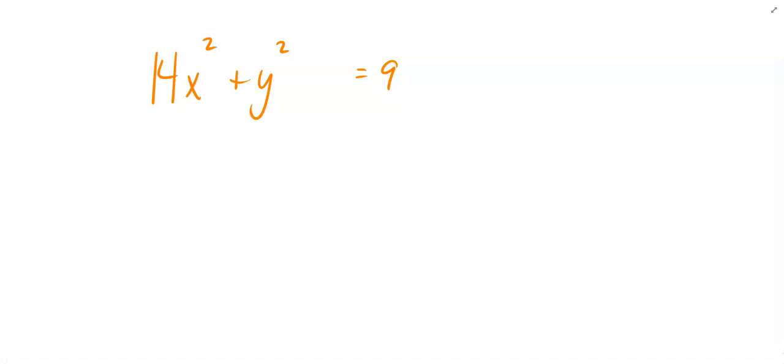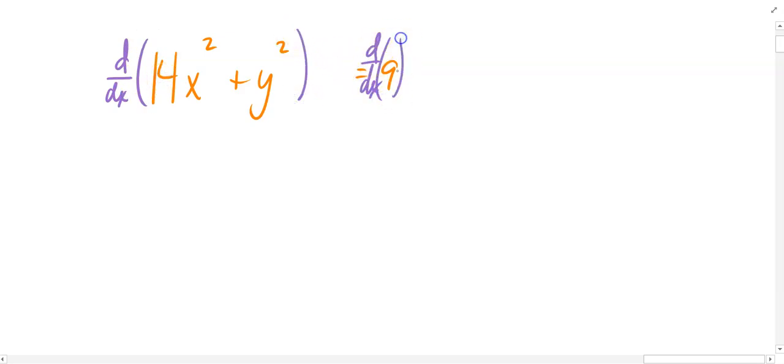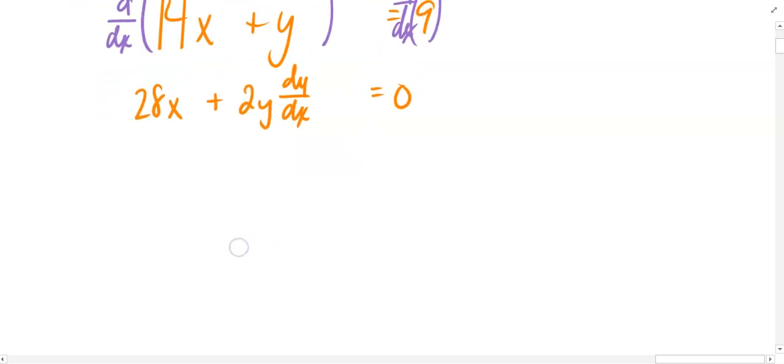Now if I want to compute the derivative, since this is an implicit function, we would go through the same process that we normally would. We'll find d/dx of both sides of the equation, and 28x becomes the derivative of this term, plus 2y dy/dx equals 0. So I think that's pretty straightforward from here.